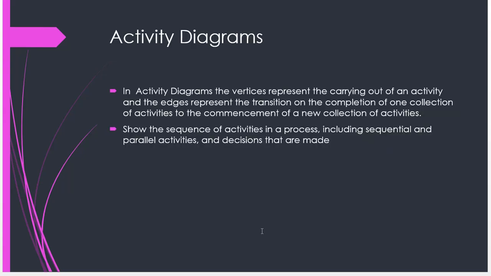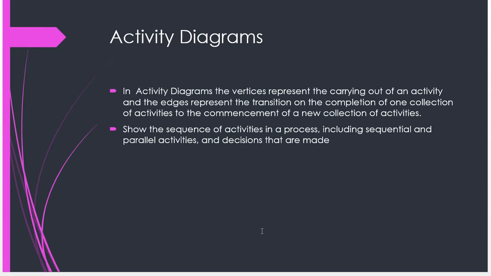So an activity diagram is like an inverted state diagram. Where in a state diagram we have our vertices as our states, and then the edges, which are arrows, are showing us the action that has been taken for us to move from one state to another. With activity diagrams, the vertices now, the rectangles, the oval shapes, are activities that have happened, and the arrows are representing the states that the system is going into as it moves from one action to another. So basically, activity diagrams are showing the sequence of activities in a process, and they are showing the sequential and parallel activities and the decisions that are made.